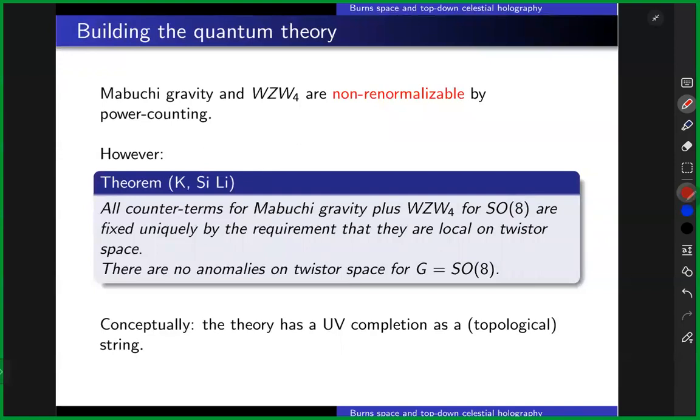It's an extremely tight constraint. So I studied this with Kevin Costello a long time ago, and we were able to show the counterterms can be fixed uniquely by the requirement that they come from twistor space. And the theory is also anomaly free in twistor space as long as we use SO(8). So if you want to think of what this means conceptually, we have a string description of this theory in twistor space. So even though it's non-renormalizable, we have some kind of UV completion on twistor space, which is why it makes sense at the quantum level.